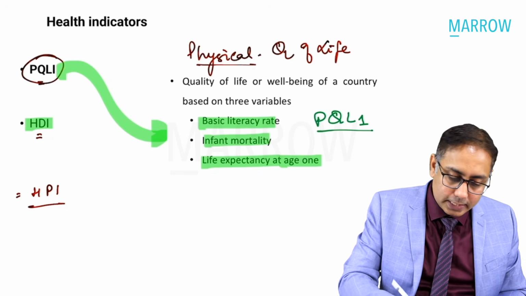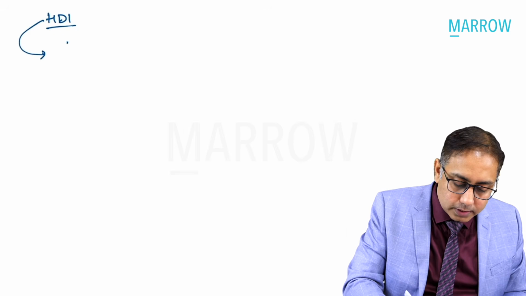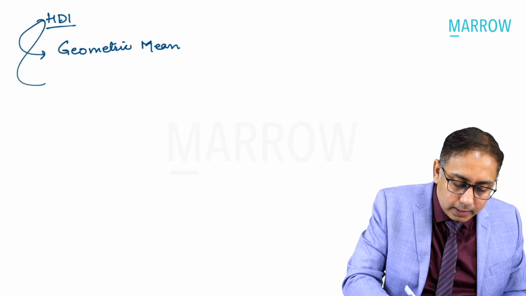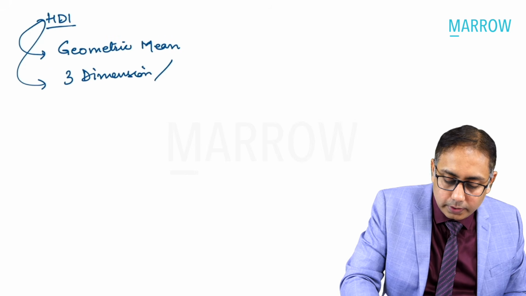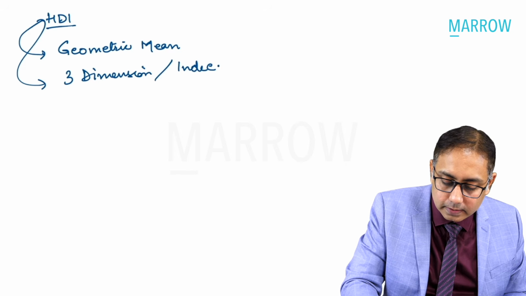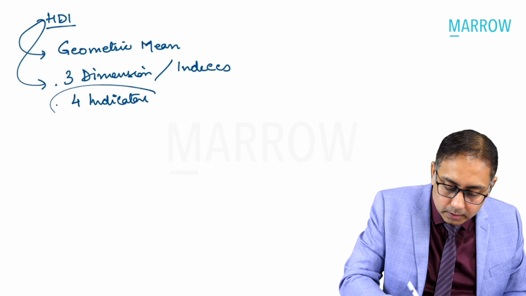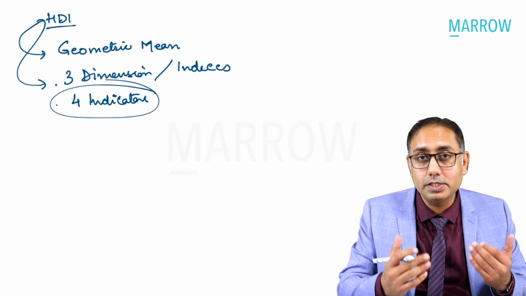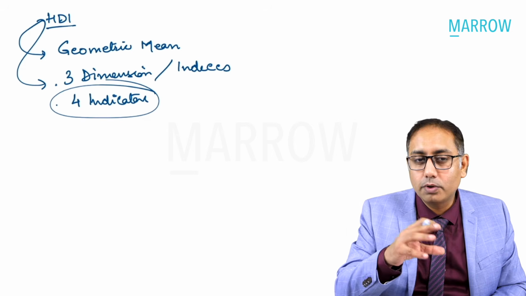Then you have something called as HDI. So let's take a new page and talk about the HDI. HDI stands for Human Development Index. It is a composite indicator. It is a geometric mean of three dimensions or three indices, which is made up of 4 indicators. So there are 3 dimensions or 3 indices, which are the geometric mean of these 3 indices, and these are basically the 4 indicators which are there.